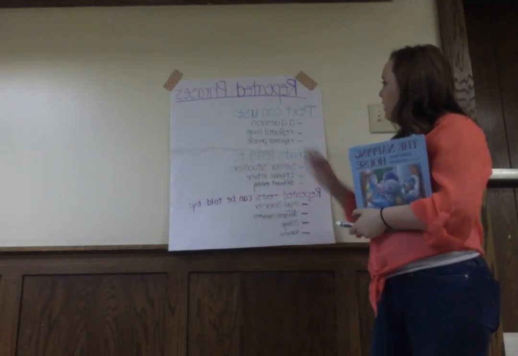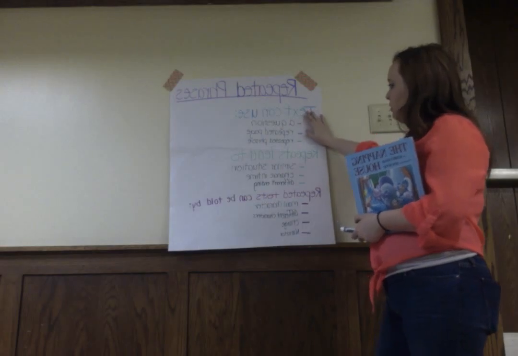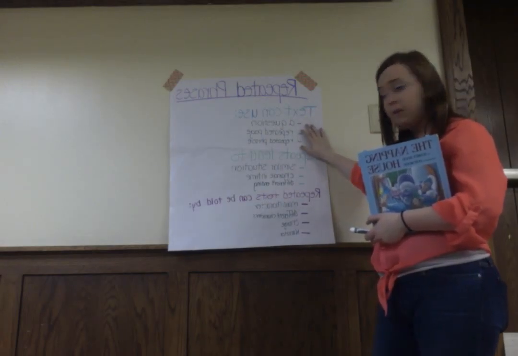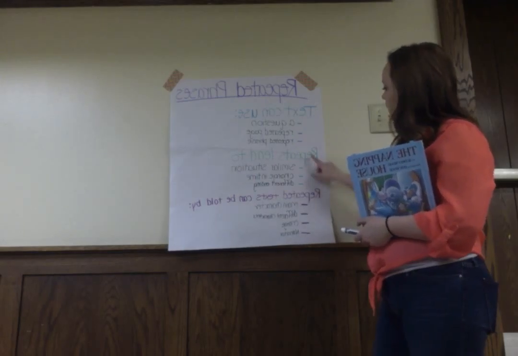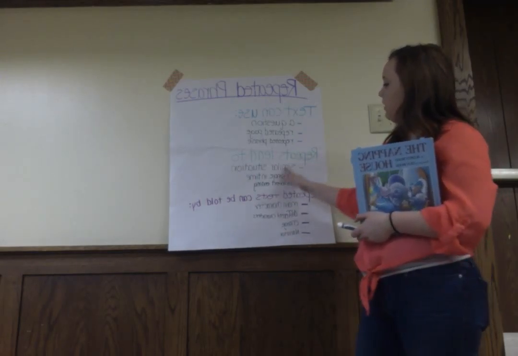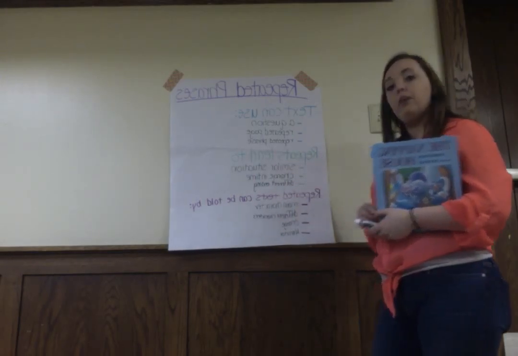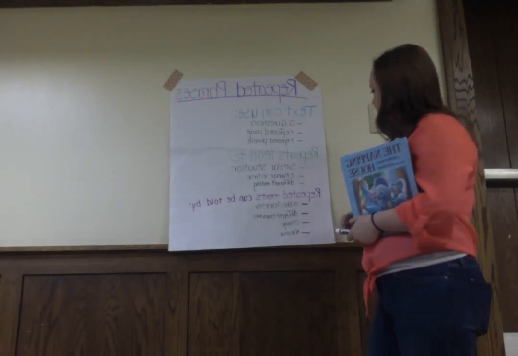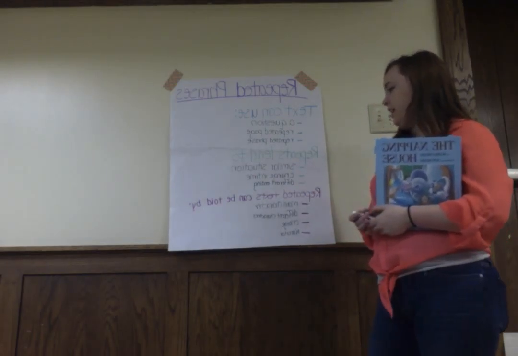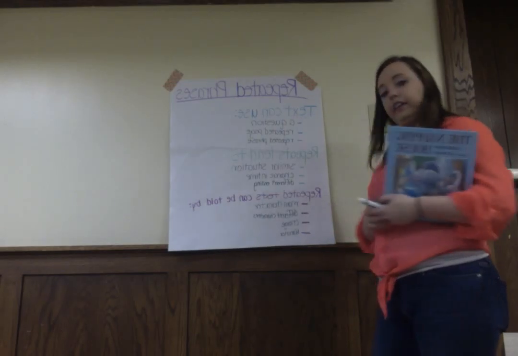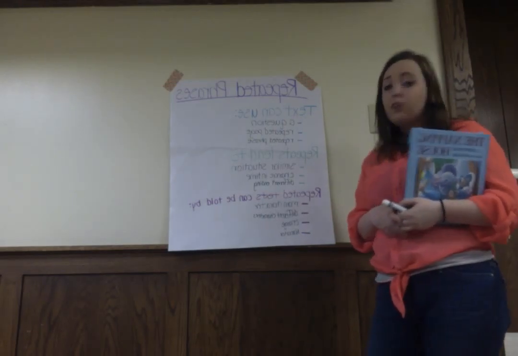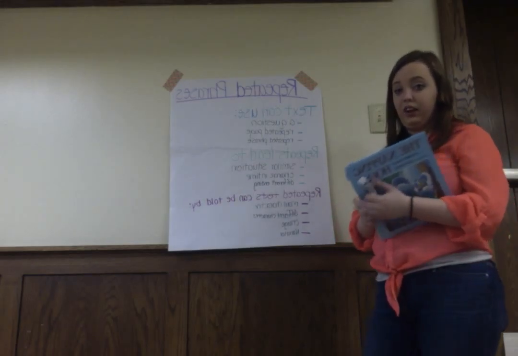So let's remember that repeated phrases can use a question, a repeated page, a repeated phrase, and the text can also lead to a similar situation, a change in time, or even a different ending. And also, the repeated text can be told by basically anyone, the main character, different characters, the narrator, or it can even change throughout the rest of the story.